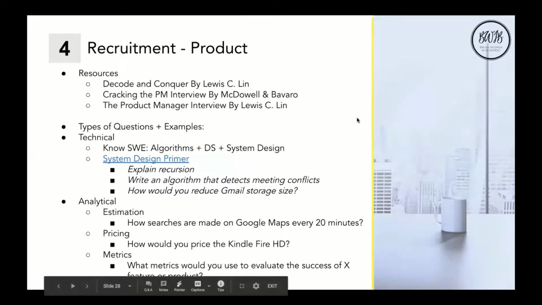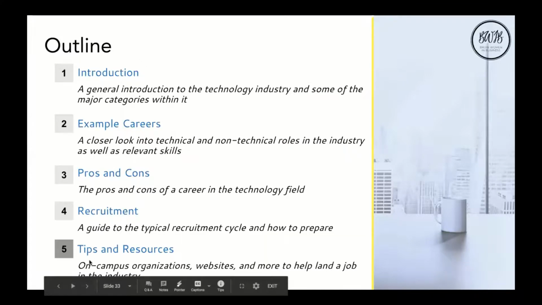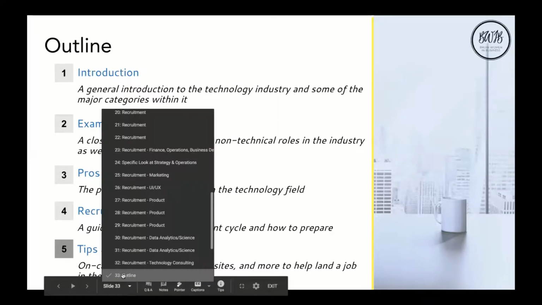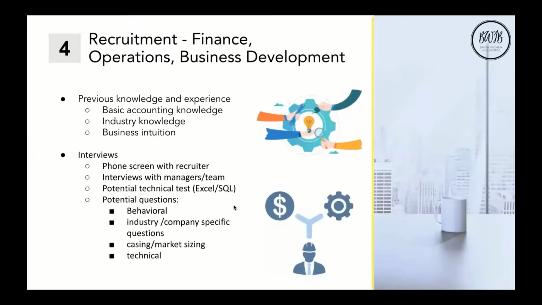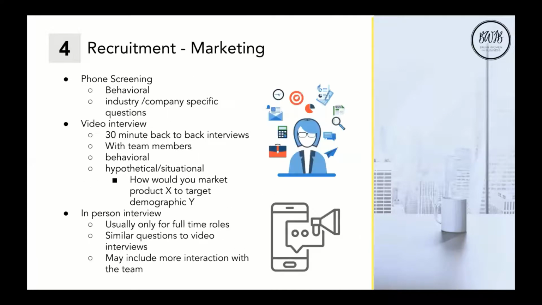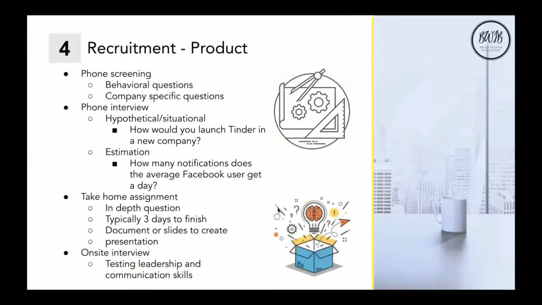First, very good resources for product are Decode and Conquer, Cracking the PM Interview, and The Product Manager Interview. Holy grail books, must reads for sure. This is product management, but it's also relevant to some extent to the roles we talked about earlier, like strategy and operations, and to some extent marketing, and also UI UX.